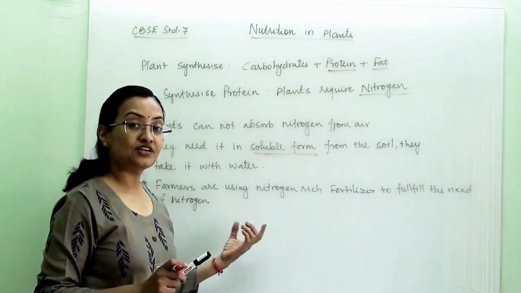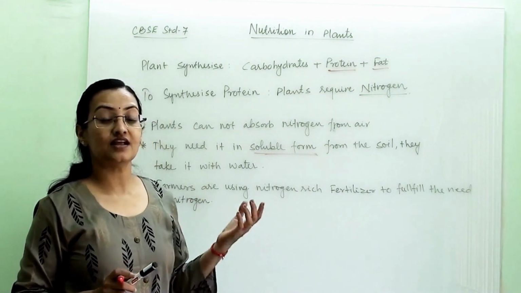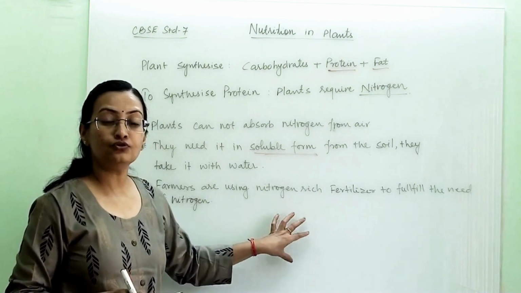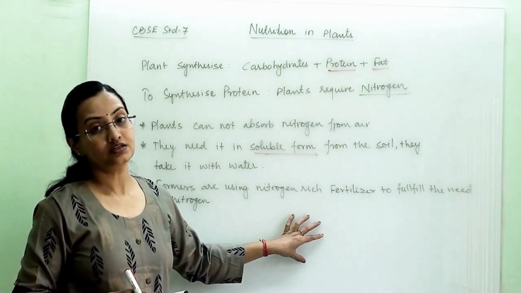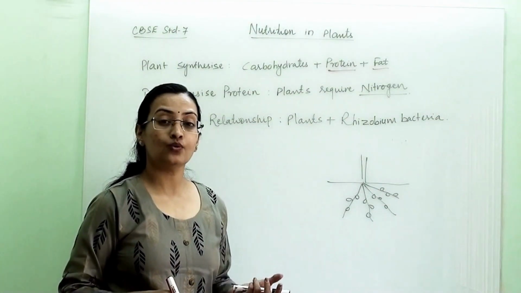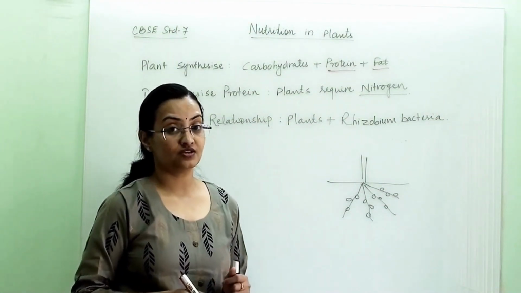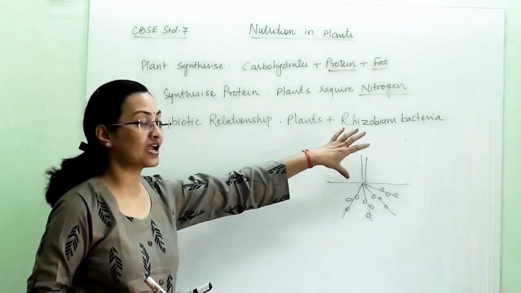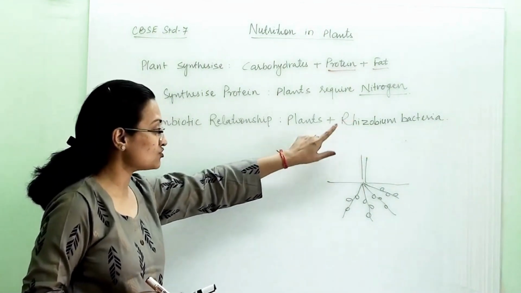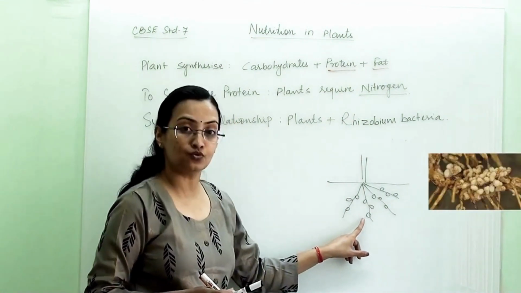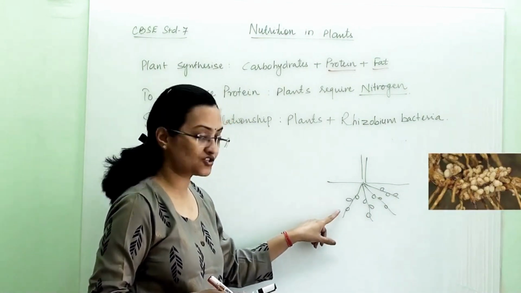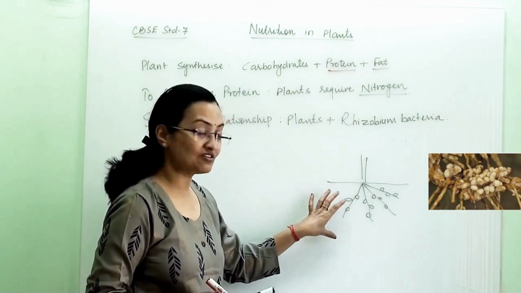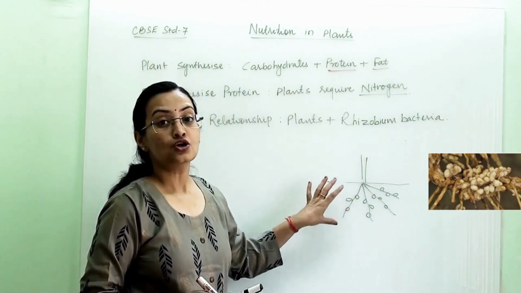So that's why we often hear that farmers are utilizing nitrogen rich fertilizer. Why are they utilizing this fertilizer? To fulfill the need of plants for the nitrogen. Now, plants have their own way to take nitrogen from the nature, and they are doing it via symbiotic relationship between plants and rhizobium bacteria. This rhizobium bacteria will stay in the roots. They will make a nodule-like structure, and they will stay here in the roots, and they will suffice the need of nitrogen to the plant.